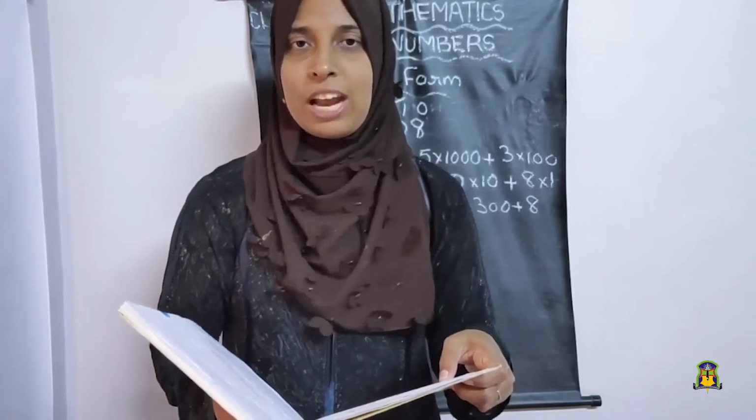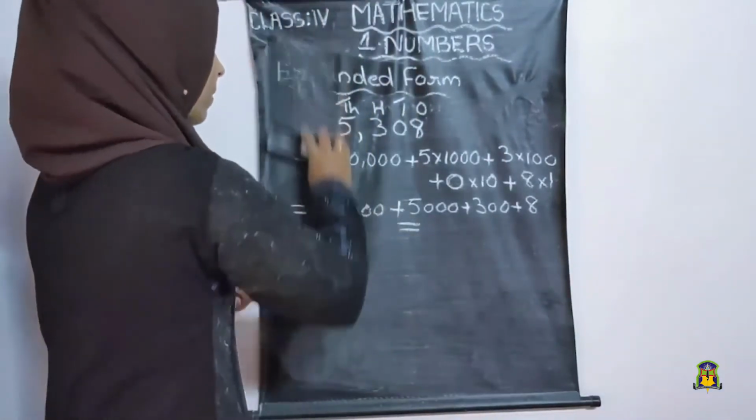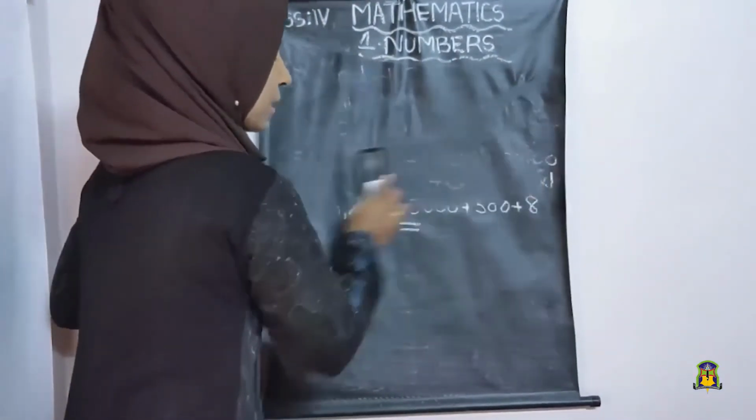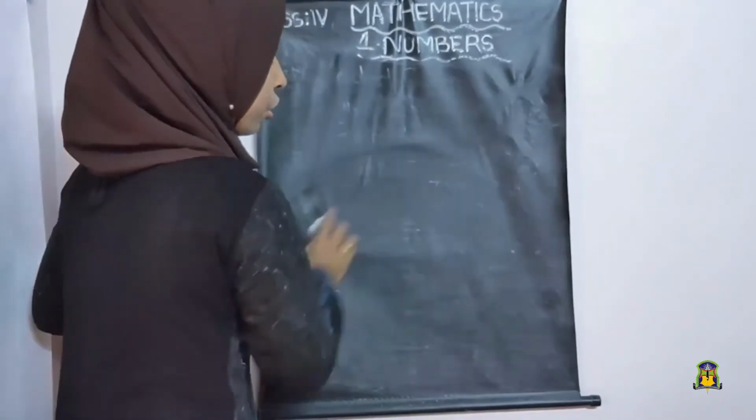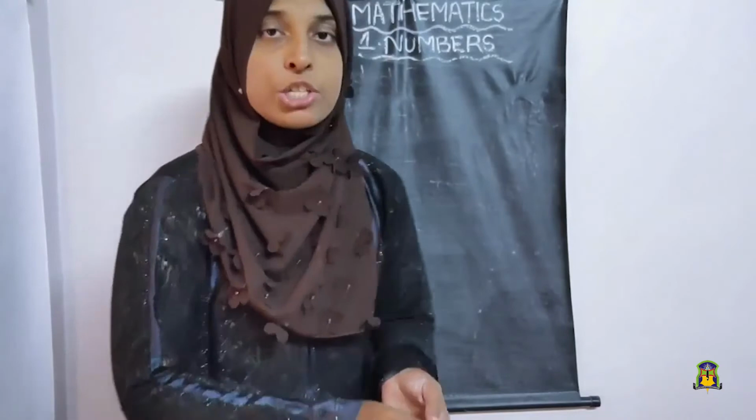75,173. That one you can do as homework. Okay, read the next question. Fifth question: write the short form of the following numbers. That means the expanded form is given, and you want to write the short form of that expanded form.